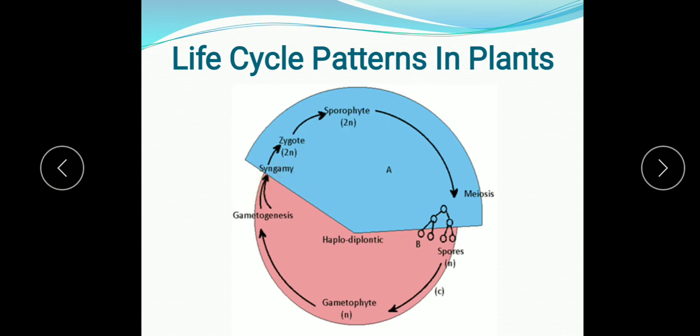So here both the stages are equally important and exist in the life cycle of the plant, that is, the diploid sporophyte also, and the haploid gametophyte also. So this type of life cycle is known as the haplodiplontic life cycle. This is found in some of the algae like Ectocarpus, Polysiphonia, kelps, bryophytes, and pteridophytes. They show the haplodiplontic life cycle.